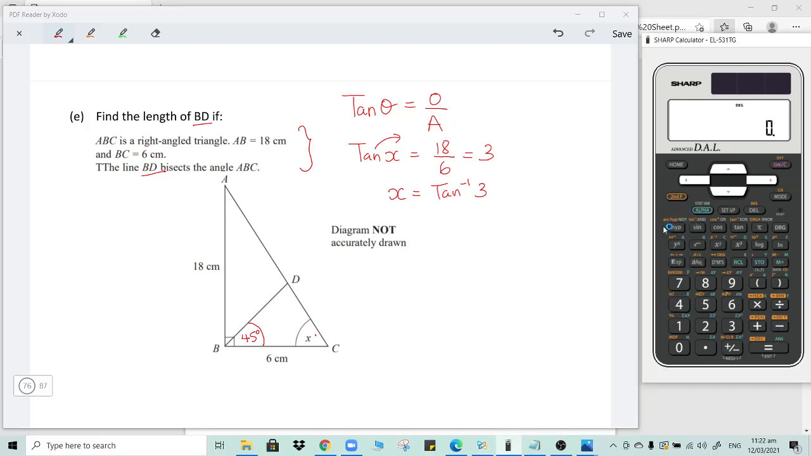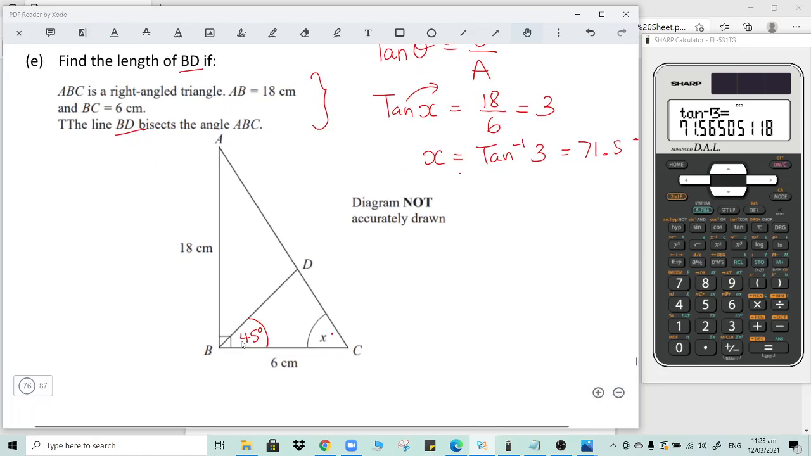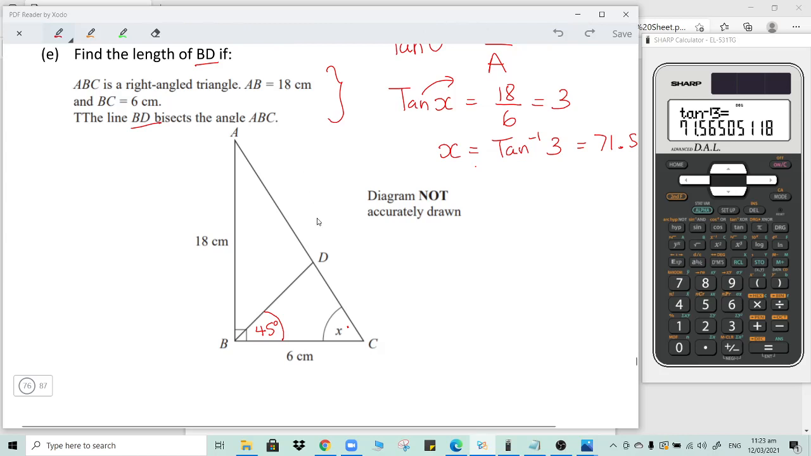So, one second. Double checking something. All right. Second function, tan inverse of 3. And we get roughly 71.57 degrees. So let me save it here. Zoom in. This angle here is 71.57 degrees. Remember, they want us to find the length of BD.